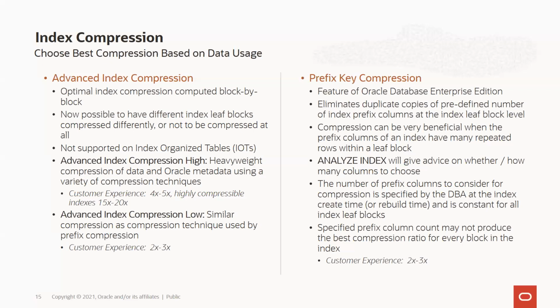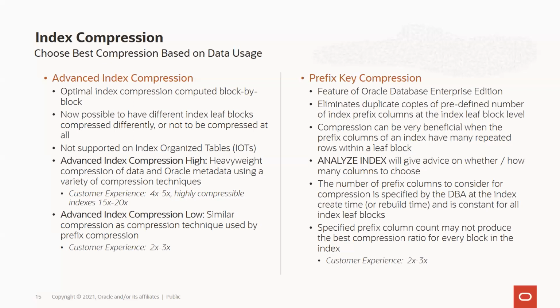Now, at the high level of index compression, for advanced index compression, again, a higher compression ratio, sometimes mostly in the 4 to 5x range, sometimes much higher. It does a lot more aggressive compression. It can get actually a very good compression ratio because it actually looks at each block independently and figures the best way to compress that block. So if you're looking for the highest level of index compression, the advanced index compression high is a great way of going.